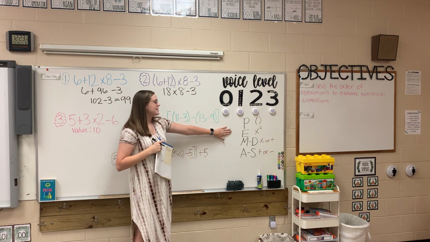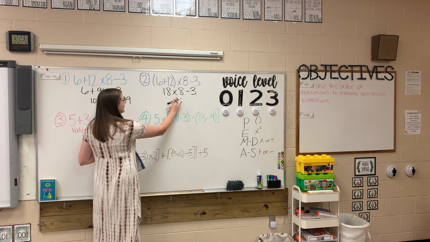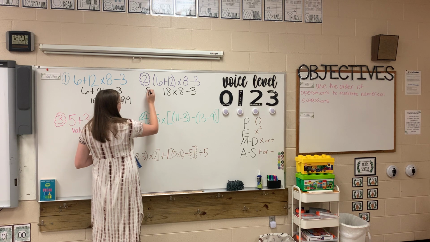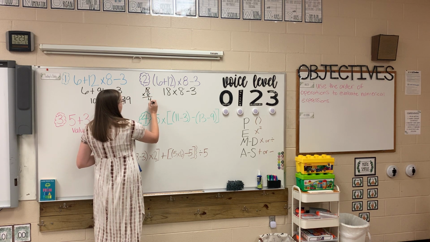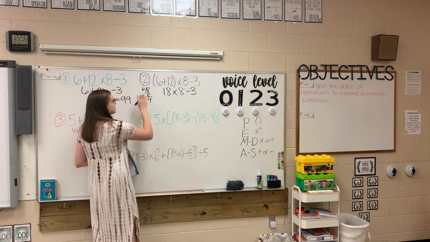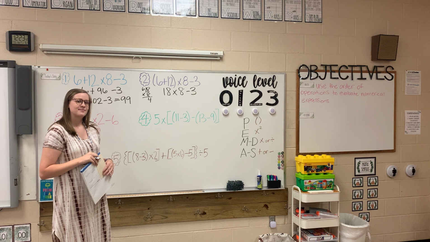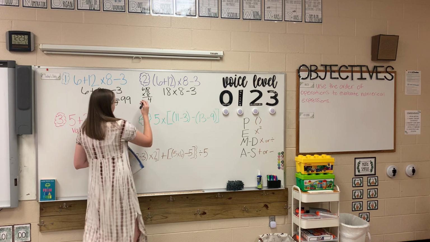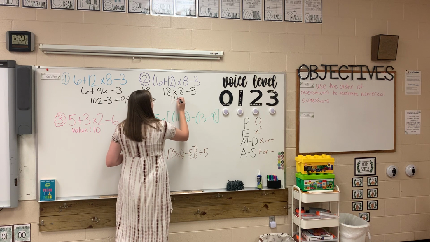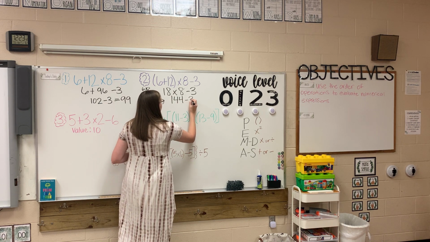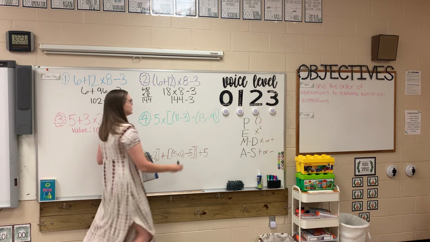Okay, we don't have any exponents, but we do have multiplication. So we have 18 times 8. 8 times 8 is 64. 8 times 1 is 8 plus 6 is 14. So we have 144 minus 3, which is what, boys and girls? 141.